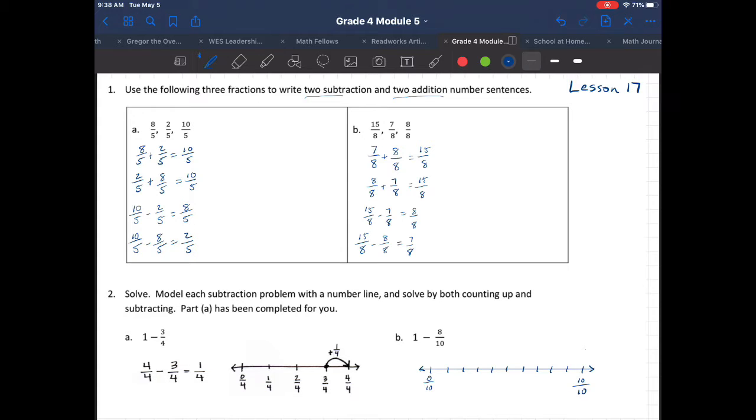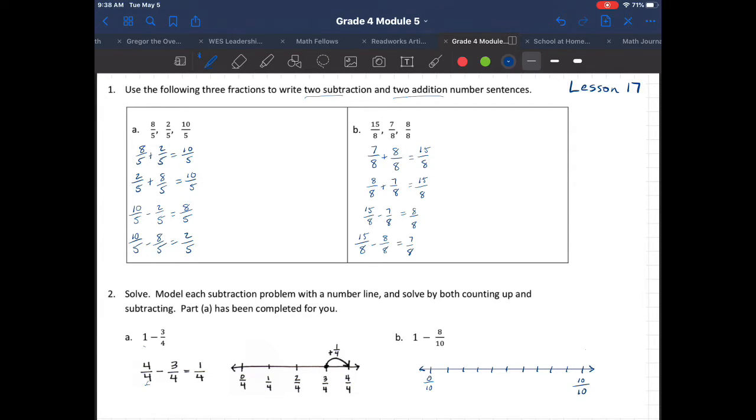Number 2, they want us to solve the subtraction problem with a number line. They drew the number line, and they want you to solve by both counting up and subtracting. And it looks like they're using a number sentence for the subtracting. So 1 is 4/4. 4/4 minus 3/4 is 1/4. And then they also did 3/4 counting back up with the 1/4, like that fact family thing. Gets us back to the 4/4.